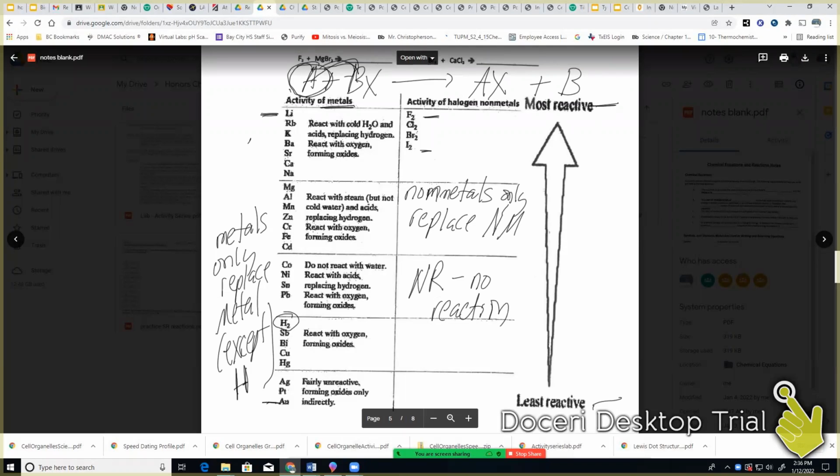So the reason it's important that you know non-metals replace non-metals and metals replace metals is that I should never be saying something like, is lithium stronger than fluorine, where I'm comparing them in two different columns. If you're doing that, then you're trying to replace the wrong thing. All right, let's look at a few of those.